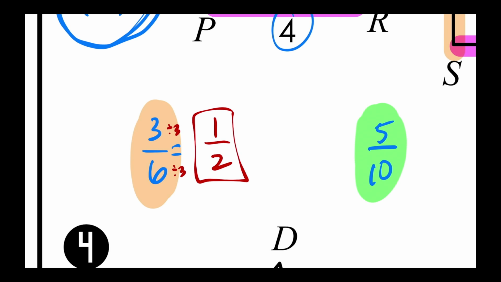Because 3 over 6 means I had 3 slices of pizza out of the 6 slices. That means you ate half the pizza. So that's why it simplifies to 1/2.